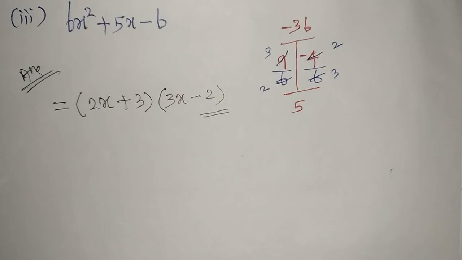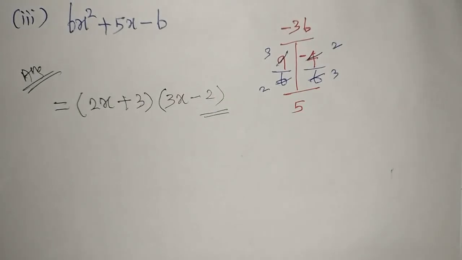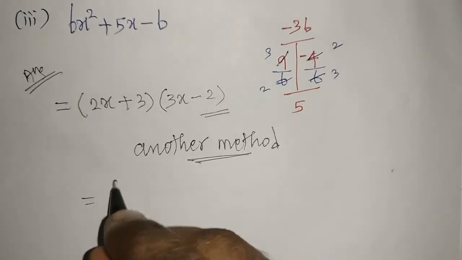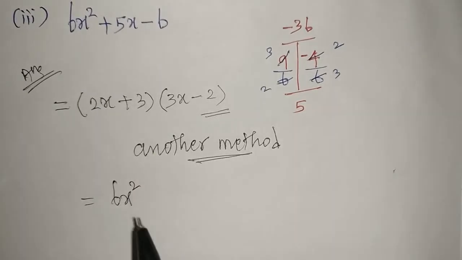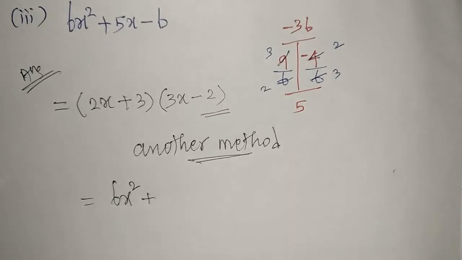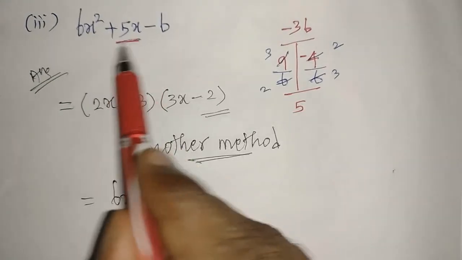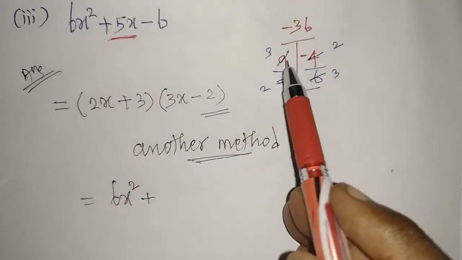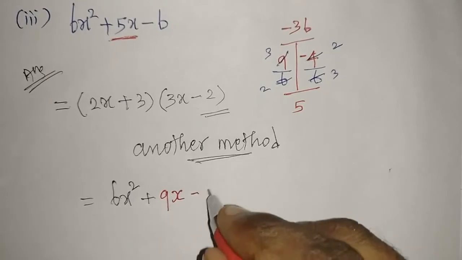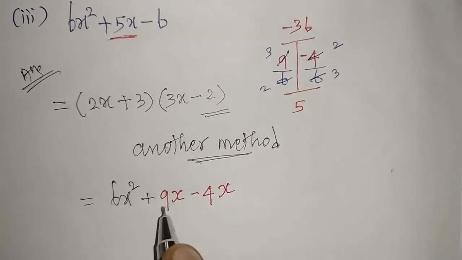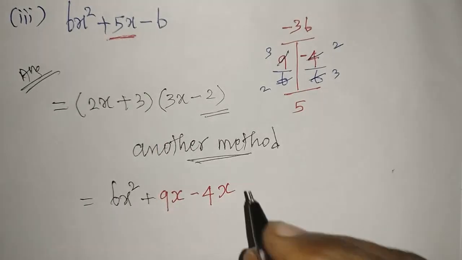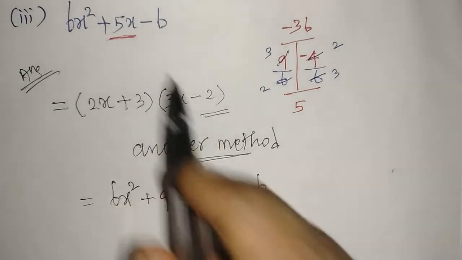Next we will go for another method, the middle term splitting method. Now just start to write 6x square, plus the middle term alone I'm going to split. The middle term we have is 5x; without a divide, what we have is 9 and minus 4. So plus 9x minus 4x. 9 minus 4 now you will get plus 5, the same thing, understand? And the constant we have here is minus 6, this constant I'm writing.